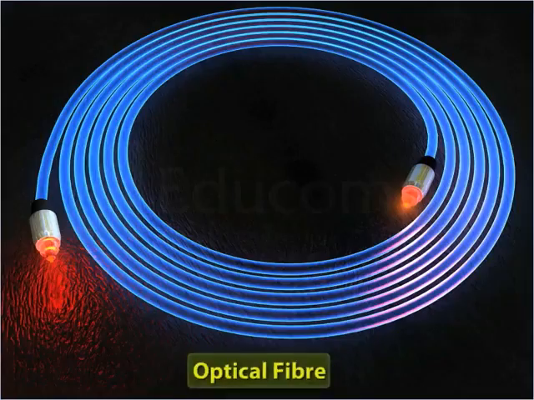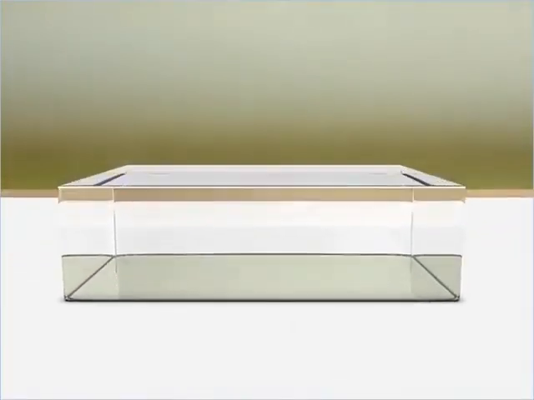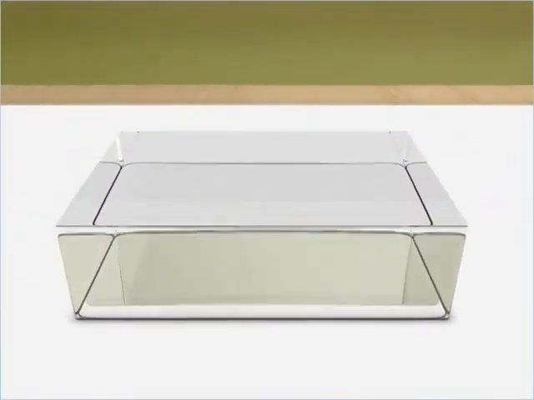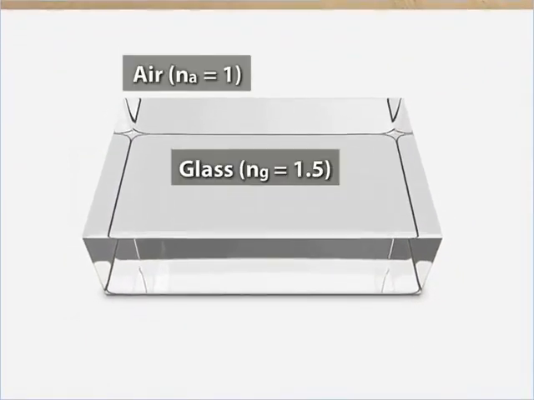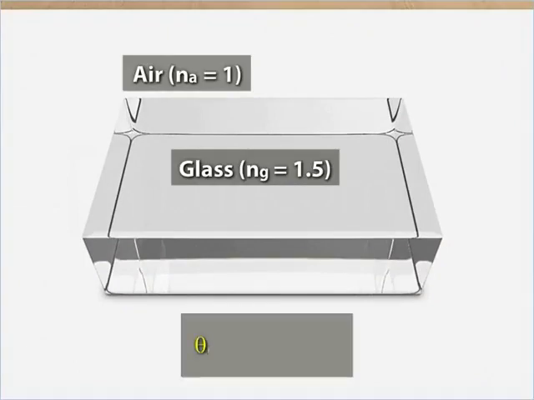Before learning how an optical fiber works, let us recall the concept of total internal reflection. Look at these two optical media with different optical densities in contact with each other. The critical angle for the pair of media is inverse sine of the ratio of refractive index of the rarer medium to that of the denser medium.